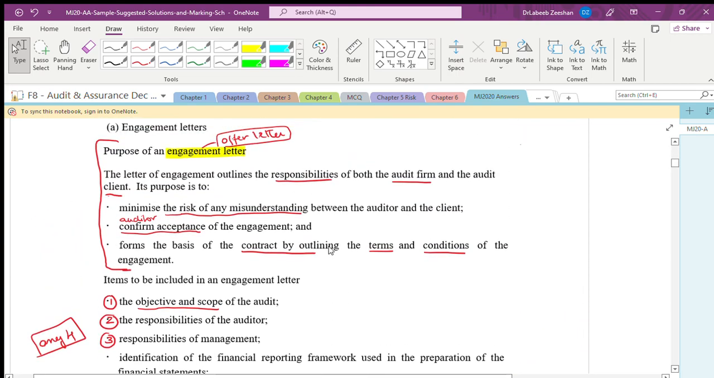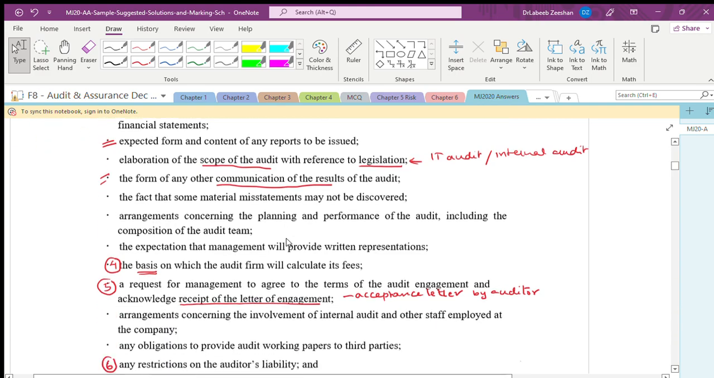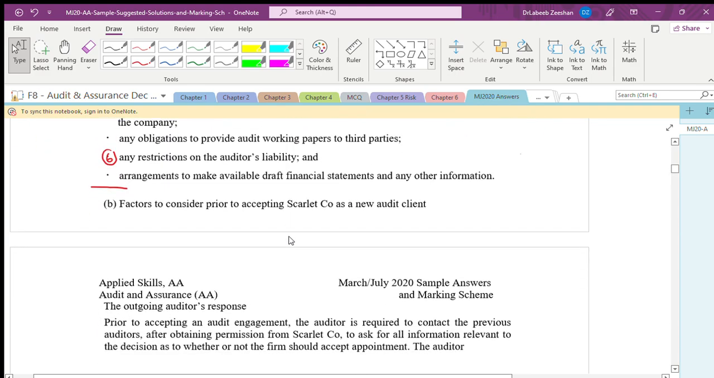These are the purpose of the audit engagement letter. The purpose of the letter is nothing but, again I am explaining, the response we should have: outline the responsibilities of the auditor and the client, minimize the risk of misunderstanding, auditor acceptance of the engagement, and basis of contract by outlining the terms and conditions of the engagement. Okay, this is the basic thing. Okay, next. Are you clear about this?